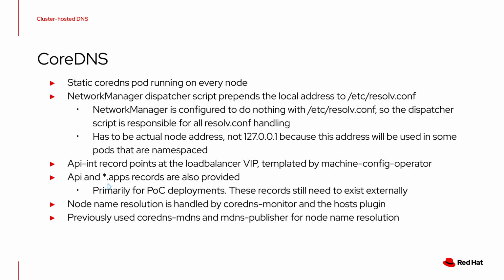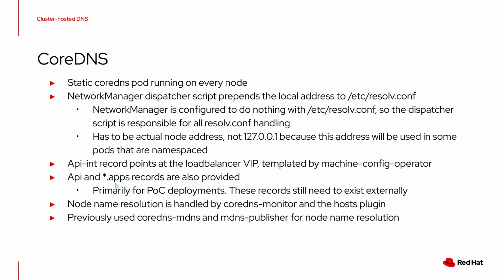We also provide API and ingress records, the wildcard for ingress, and that was done primarily for POC deployments. We can't recommend this for production just because obviously it makes the cluster inaccessible from external sources. You would have to point all of your clients at the cluster DNS servers in order to resolve those names. So this was just there to allow customers to deploy without any DNS changes in their environment, because we know that sometimes that can be kind of a hassle to get those approved and implemented.